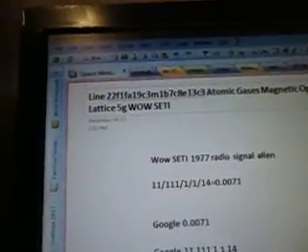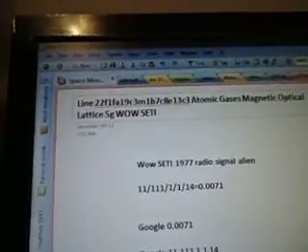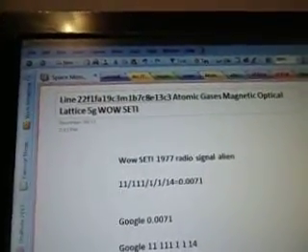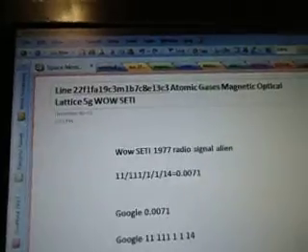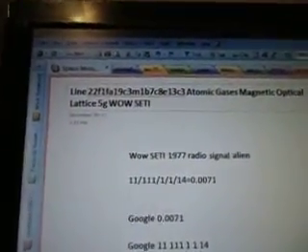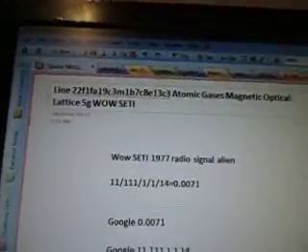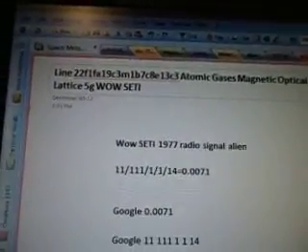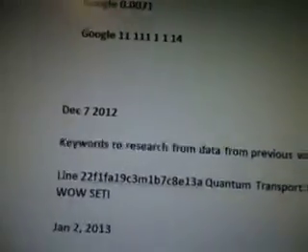I keep adding to them because there's different keywords that all come together, so I keep adding letters and numbers to put those little things together, and I should have done a better system in this. Sorry about that. Atomic gases, magnetic, optical lattice, 5G Wow Seti. Are alien radio signals there.